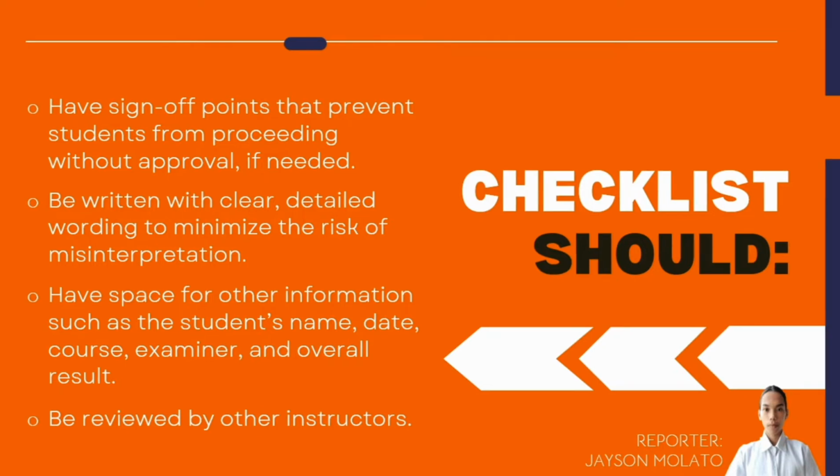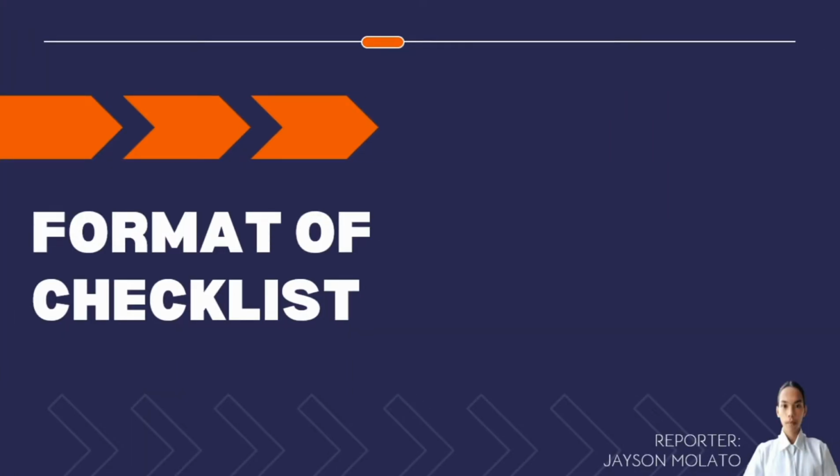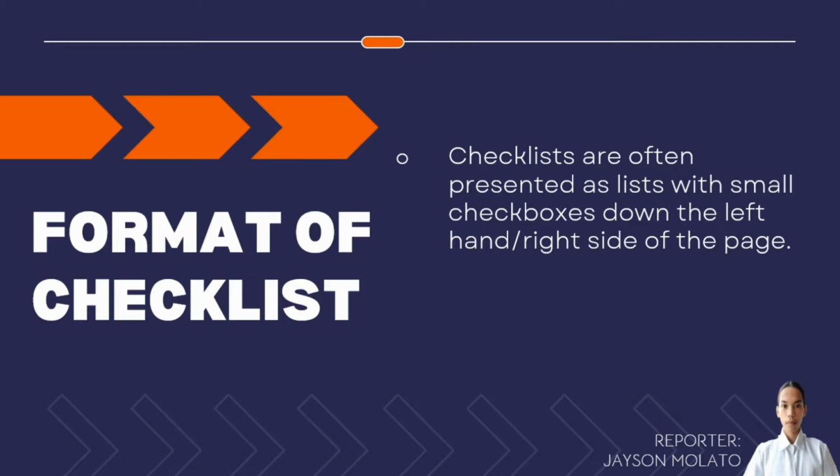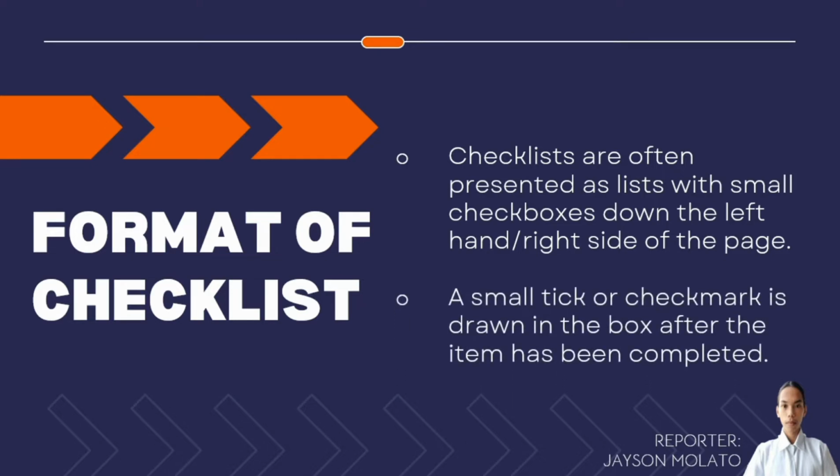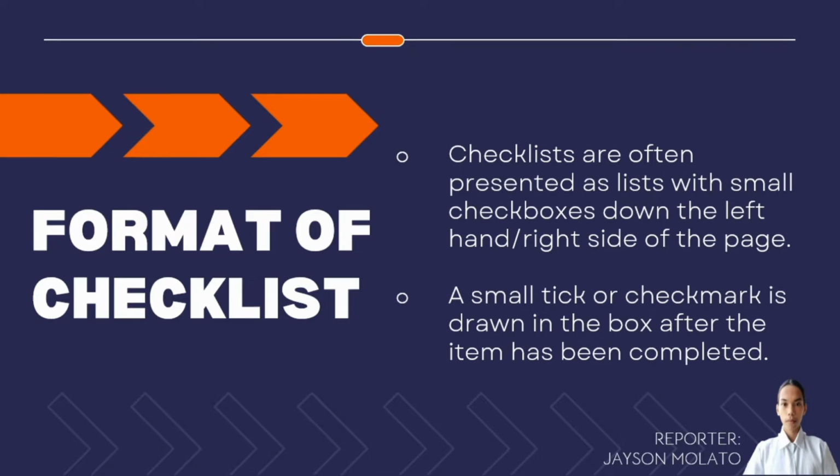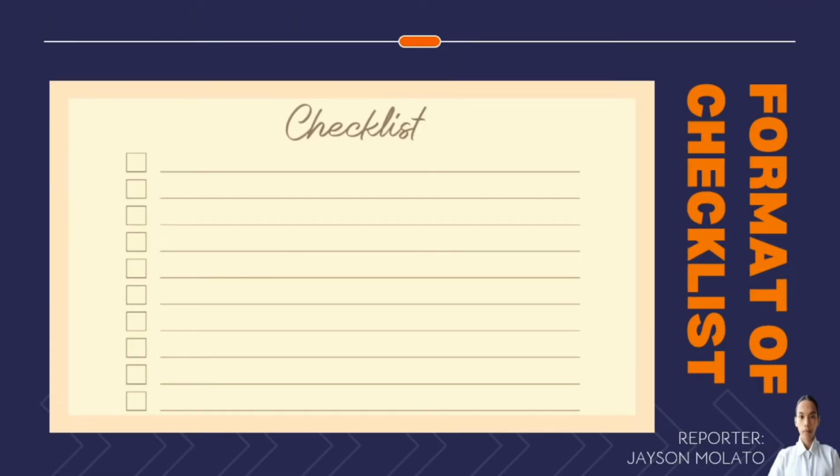So the format of checklists are often presented as lists with small check boxes down the left hand or right side of the page. A small tick or check mark is drawn in the box after the item has been completed. So this is how we write or form a checklist based on the given format. But you can actually use another example of the checklist form, and I will show it to you later on as we go along with our discussion.